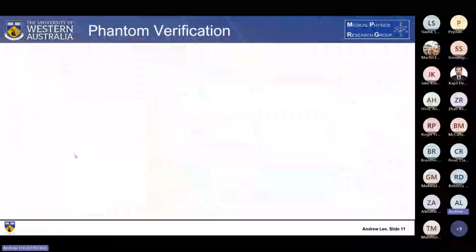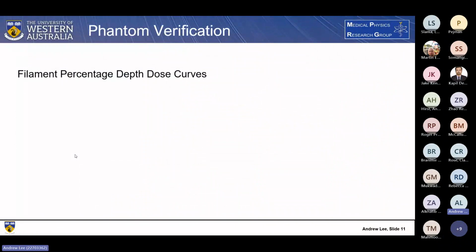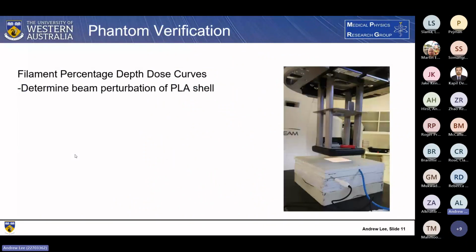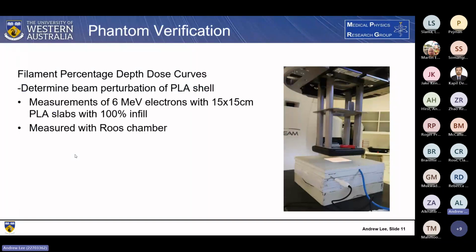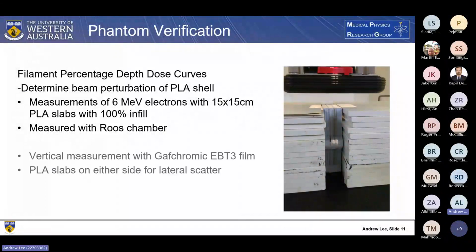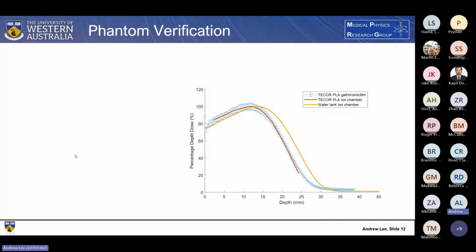So for this phantom, we've done a bunch of verification steps, and this includes percentage depth dose curves. Mainly this is to determine the perturbation of the PLA shell. So we printed off a couple of different slabs with different thicknesses to measure the dose at different depths with a Roos chamber. We also repeated the measurements with Gafchromic film placed vertically. So between these measurements, this is the curve we got.